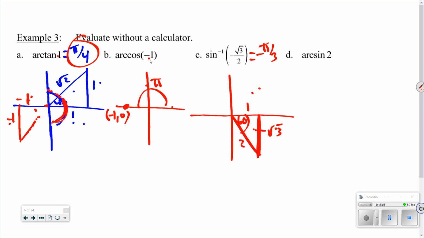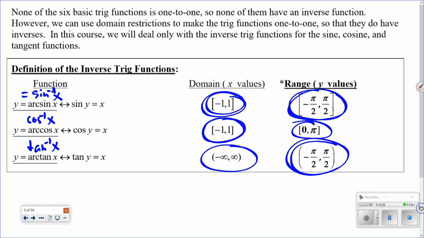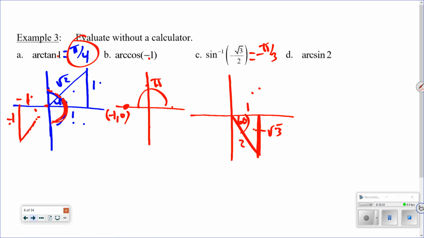D is the easiest one of all. What is the arc sine of 2? Well, remember, you're saying, for what angle does a sine equal 2? The sine never equals 2. The highest it gets is 1. The lowest it gets is negative 1. Remember back here, you can only plug in numbers into the arc sine between negative 1 and 1. Same with the cosine. So the arc sine of 2 is not possible.